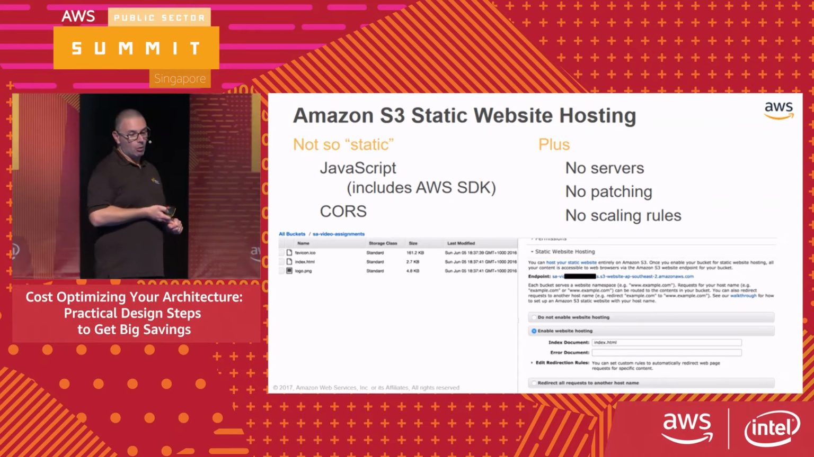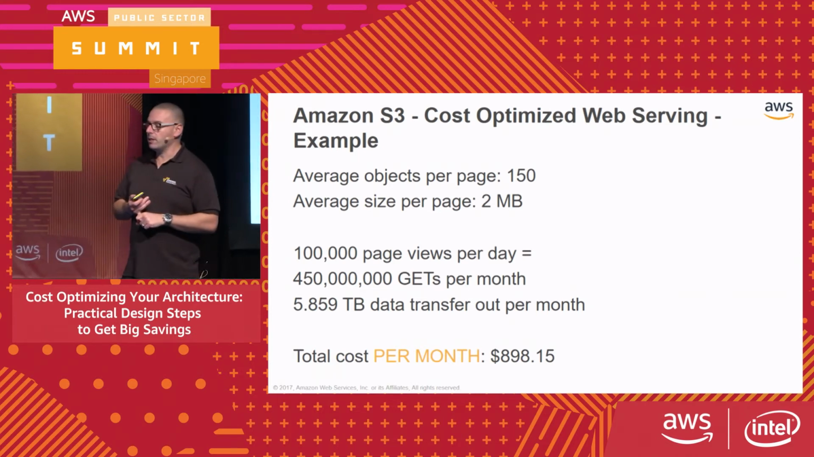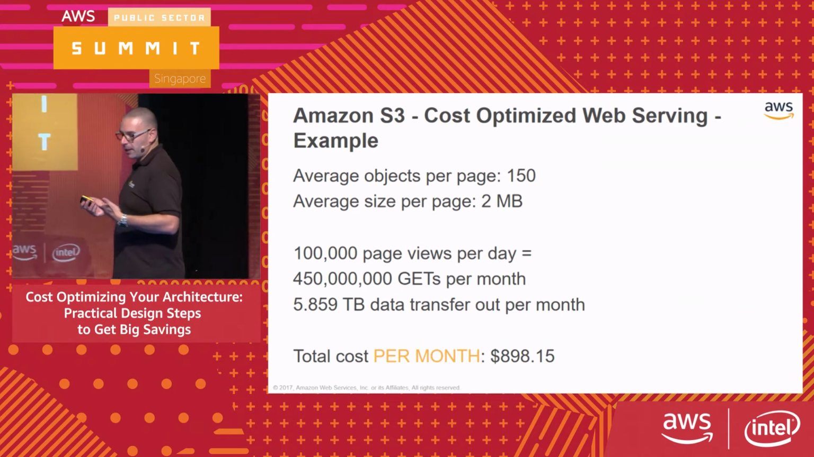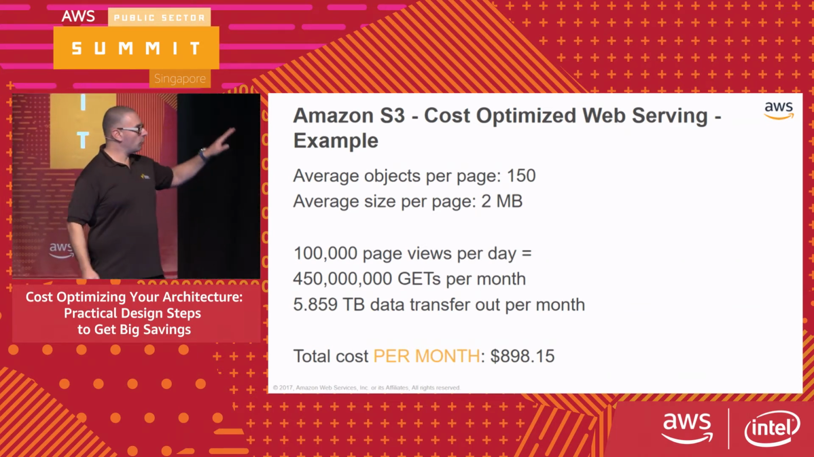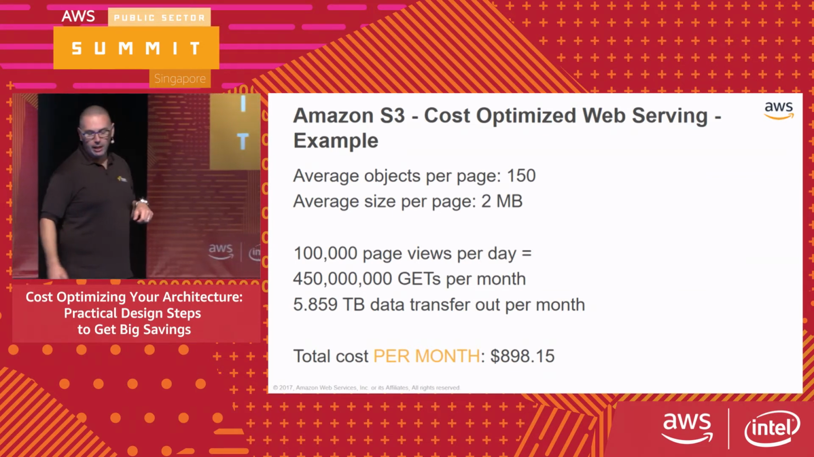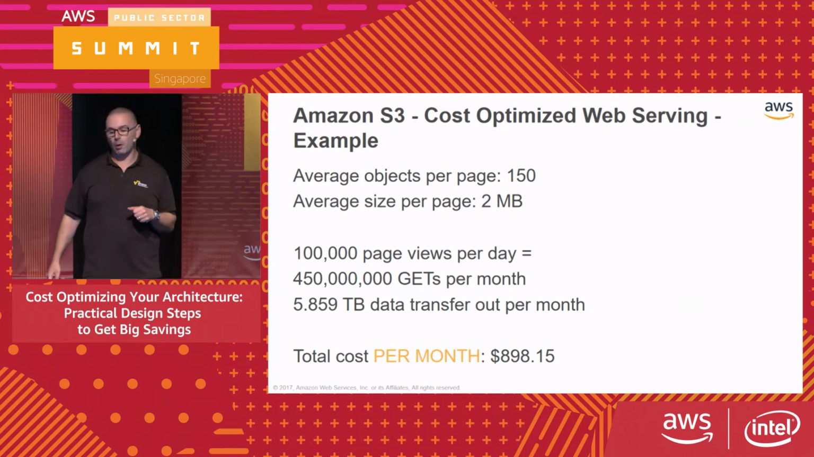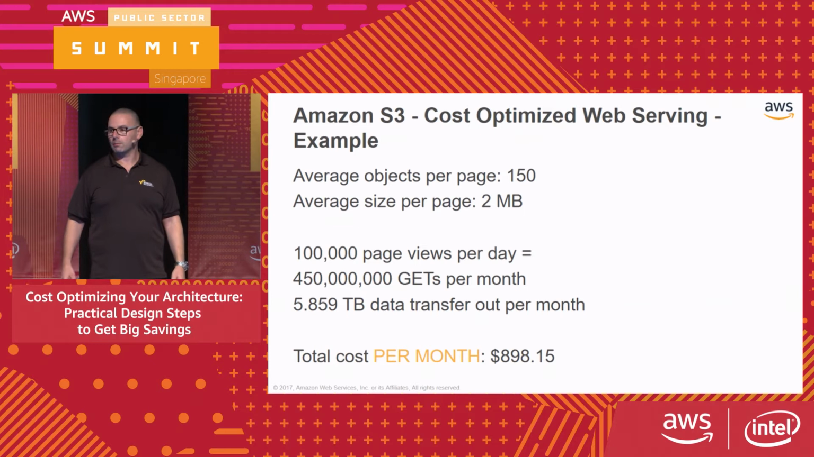That's pretty cool. What does it cost? Well, let me work an example. The typical size of a page these days is about 2 meg. And the average number of objects is 150 objects per page. So let's assume it's 100,000 page views per day. You can see 450 million GETs per month, nearly 6 terabytes of data transferred over the month. You're talking less than $900.